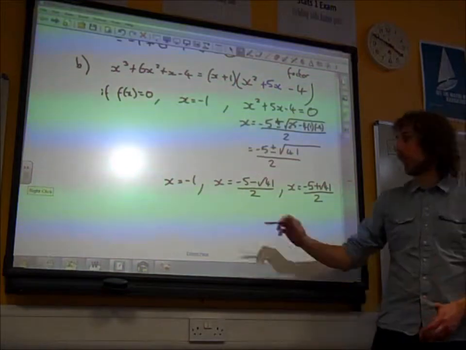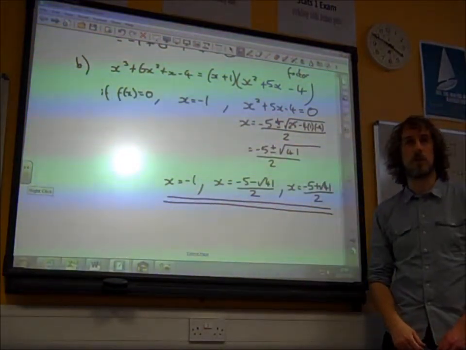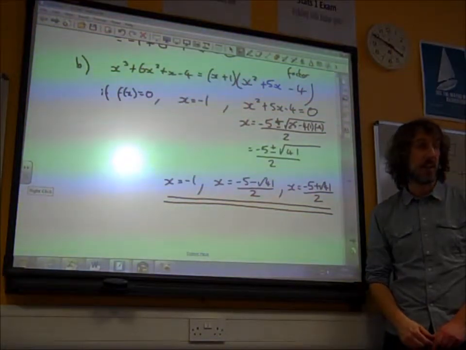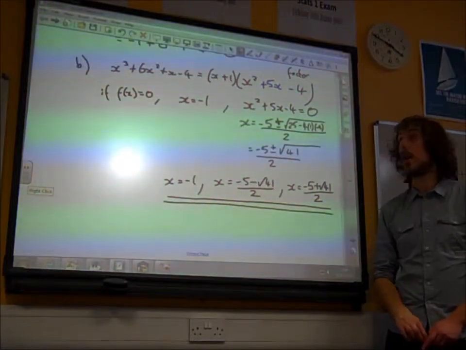It has to be in exact form, so you have to have them in surds. 41 doesn't cancel down at all. So that's it. What do you mark the root in decimal?